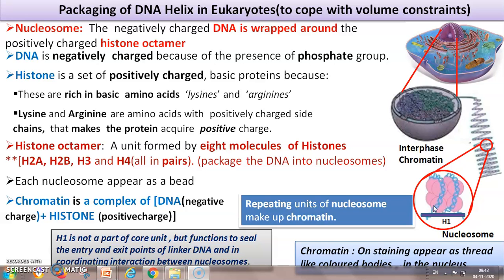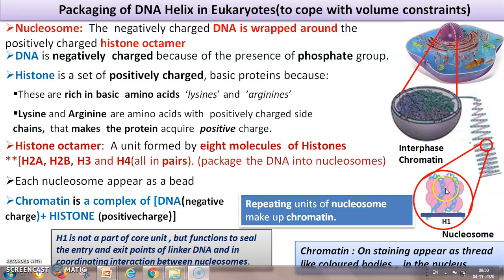So the number of positive charges and the position of amino acids in the side chains are also very crucial for the ability to bind the DNA very tightly onto the histone, because opposites attract, we know. So that is the first level of packaging. And each such nucleosome, this is just one portion highlighted, appears as a bead, just like how you see pearls arranged on a necklace. So the whole chromatin appears like that, with beads on a string.